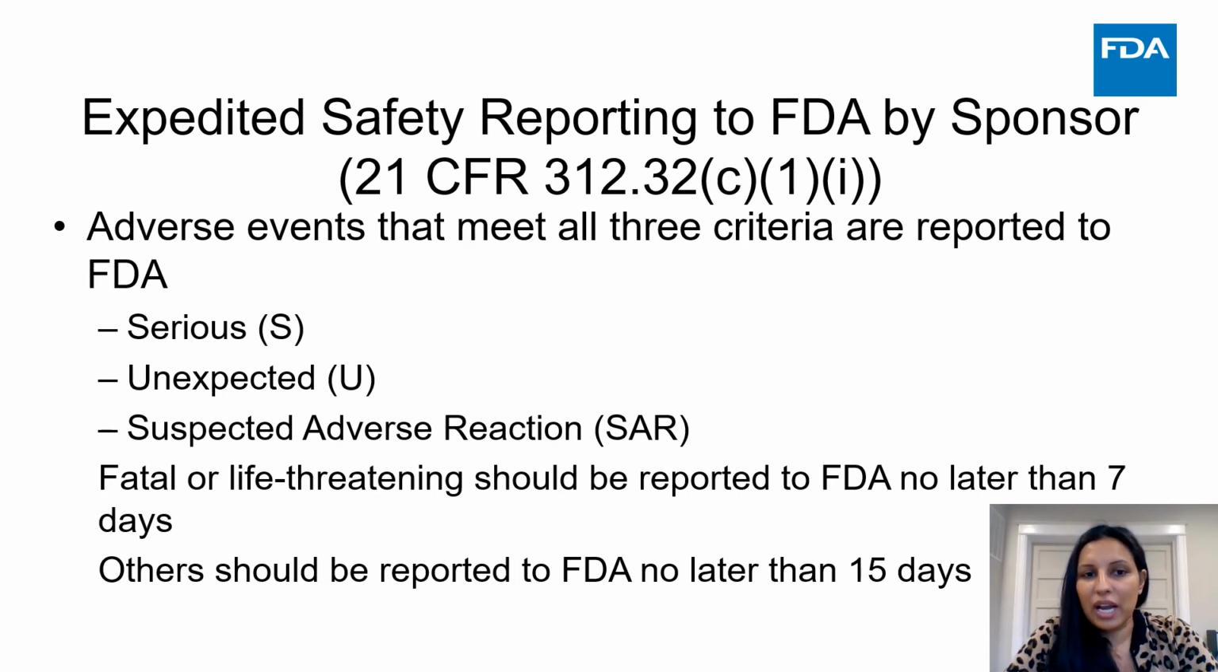And so we'll describe now what actually needs to be reported in an expedited manner by the sponsor to the FDA. And that is, again, what we have classically and typically described as SUSARs. Again, we don't use that term in FDA guidance, but they are adverse events that meet all three criteria. They are serious, they are unexpected, and suspected adverse reactions, all of which we've defined. If they are fatal or life-threatening, they should be reported to the FDA within 7 days and everything else within 15 days.